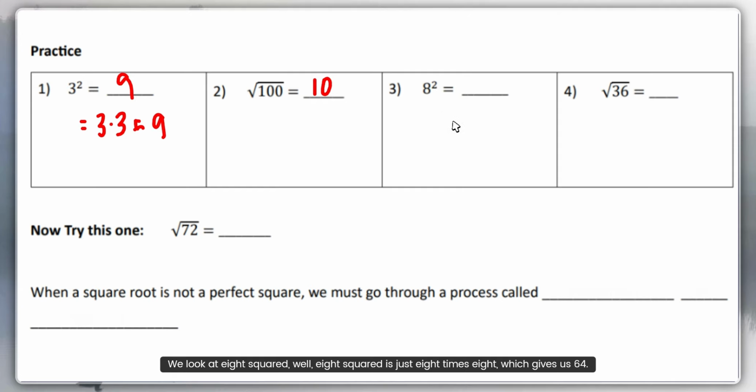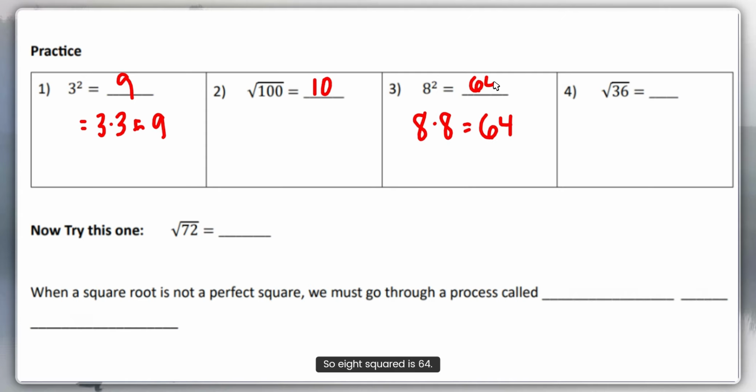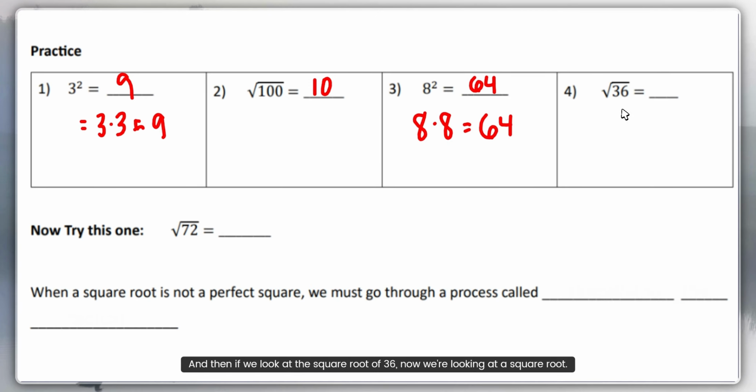If we look at 8 squared, 8 squared is just 8 times 8, which gives us 64. So 8 squared is 64. And then if we look at the square root of 36, now we're looking at a square root. Remember, what number times itself gives us 36? Well, the answer to that is 6.